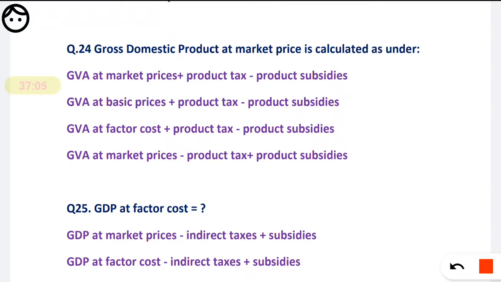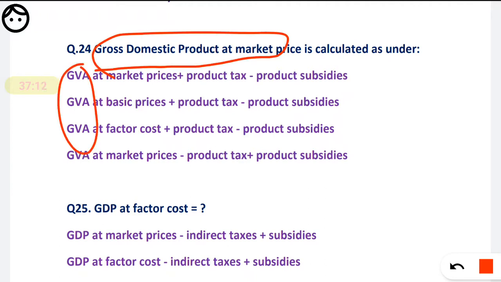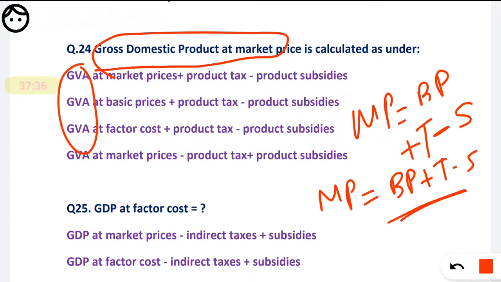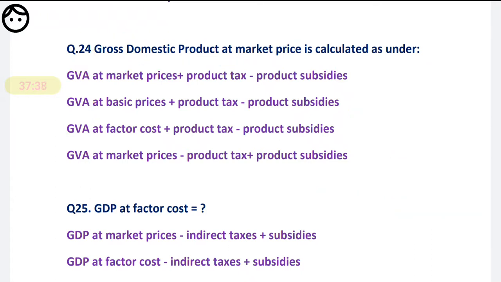Okay, and now one shortcut I will tell you. For GDP at market price, forget about GDP and GVA. What is a market price? Market price is your basic price plus the taxes you pay while buying, minus some subsidies. Basically, market price is your basic price plus taxes minus subsidy. So you have to mark the second option.